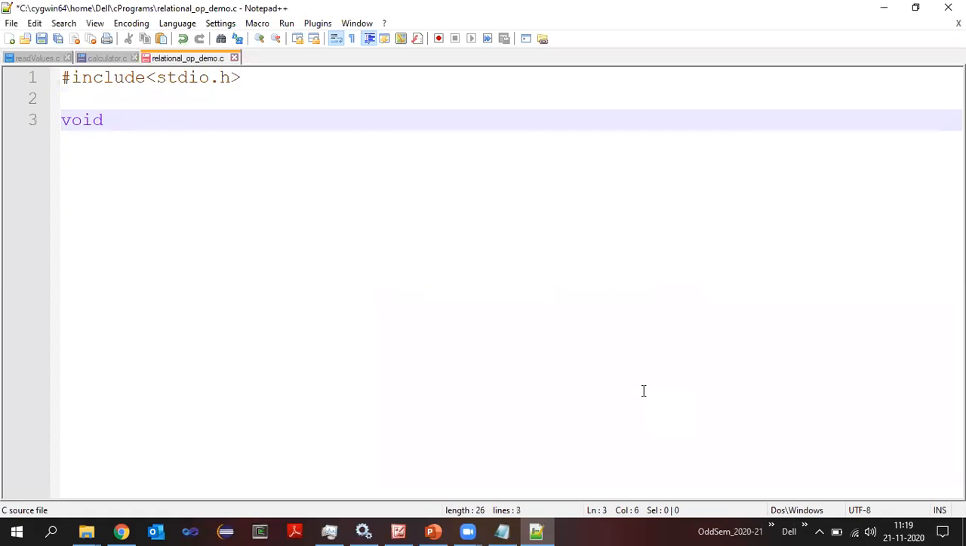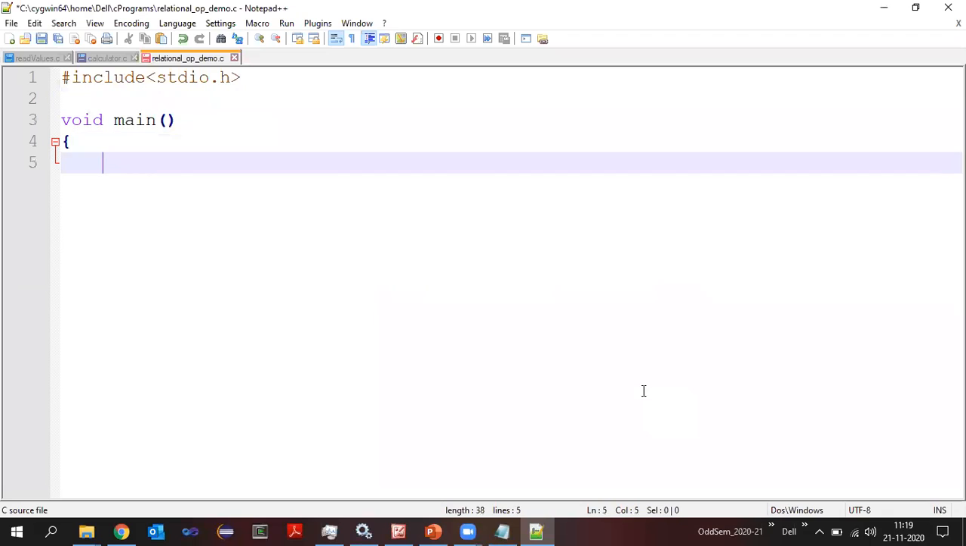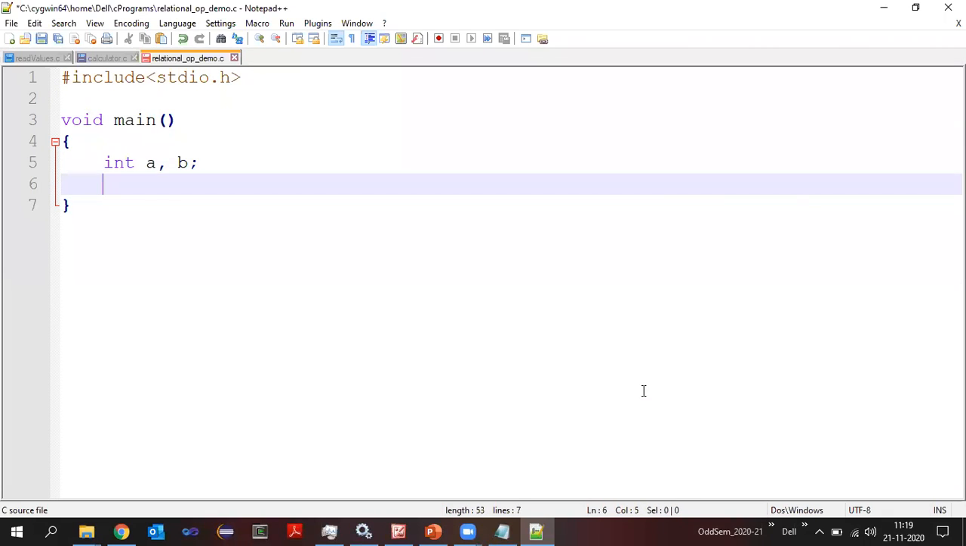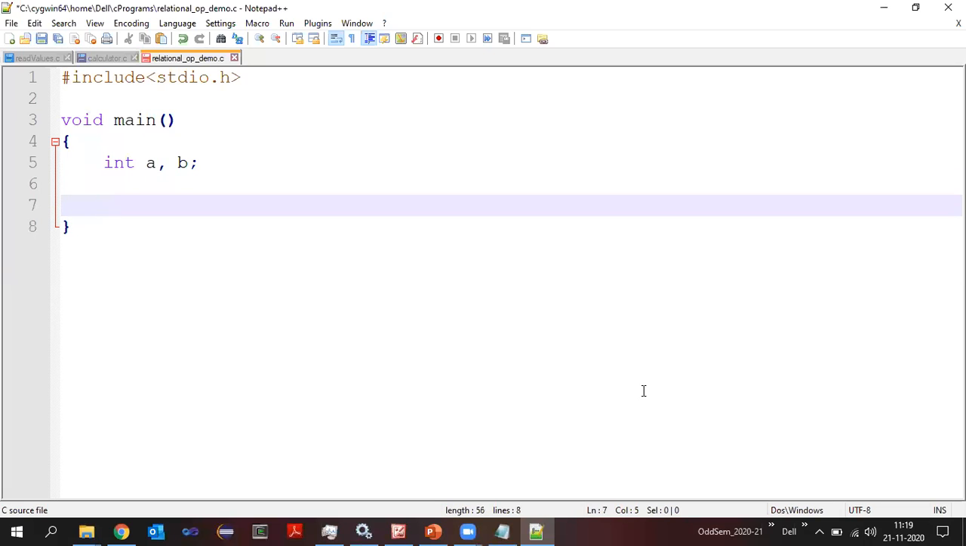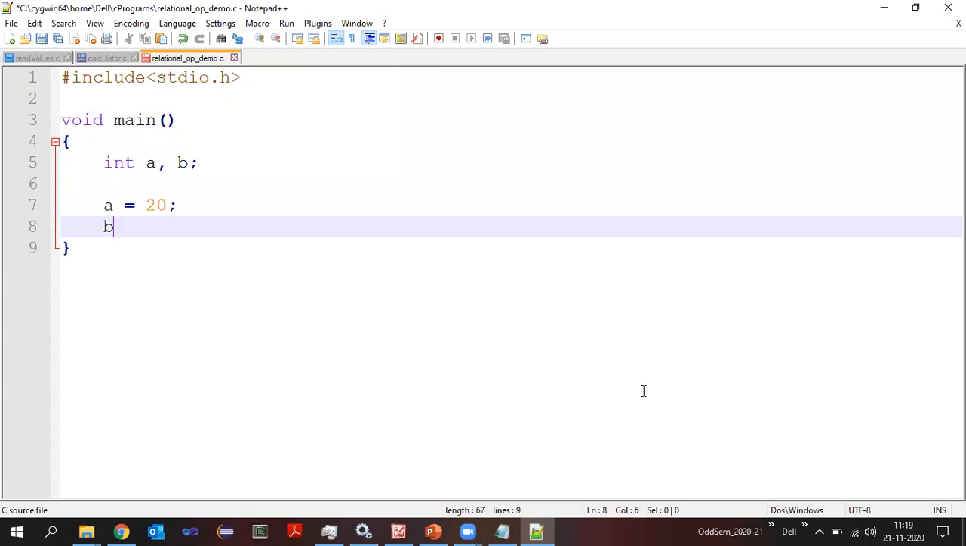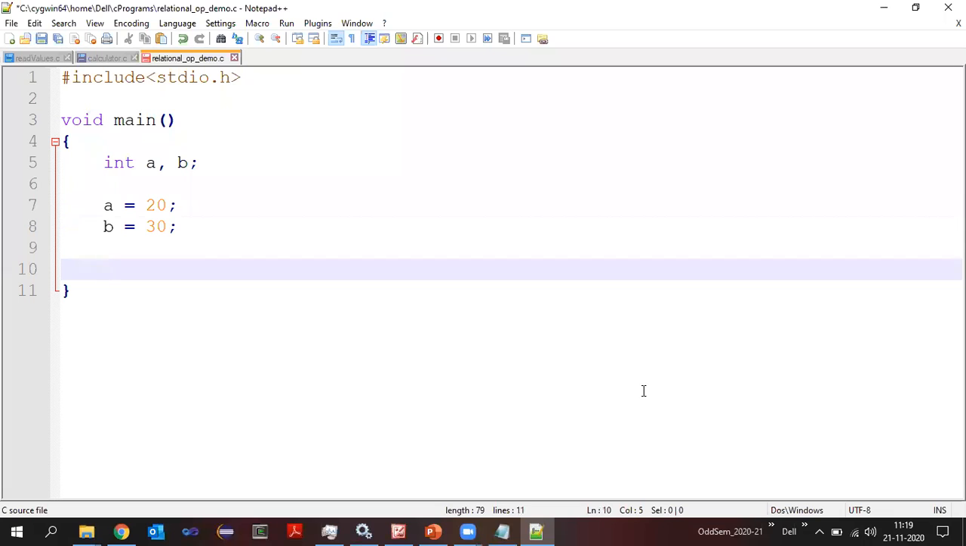Then void main, and I will write the necessary statements over here. First, I require two variables, integer a, b. Then let us put the values: a equals to 20 and b equals to 30. Now I want to print the values here, based upon the relation what we get.